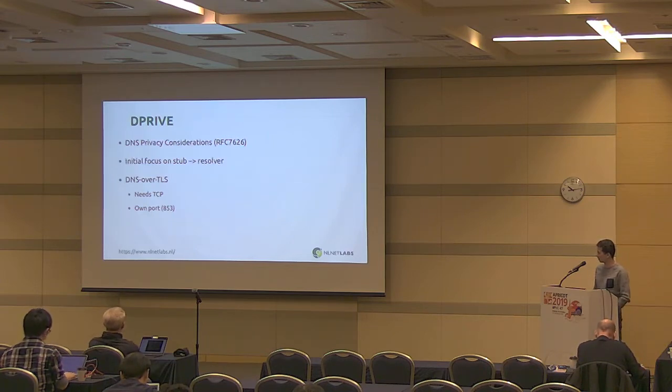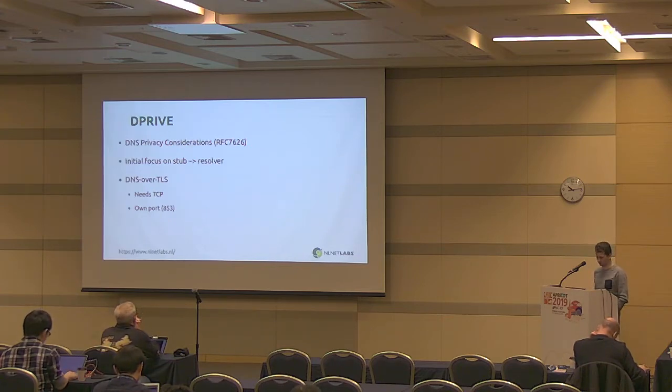That's when the DPRIVE working group was created. That working group had a focus, or at least an initial focus, on the privacy between the stub and the resolver, because that was the easy part, and also because there you have the most privacy sensitive information. That's also the part where you really can see the IP address of the stub, right?